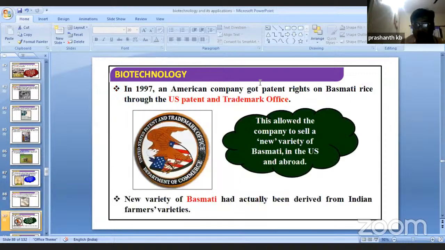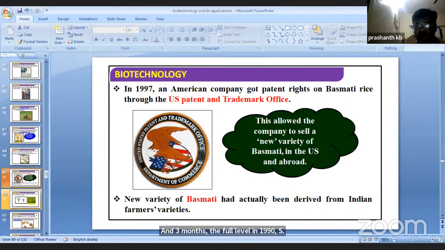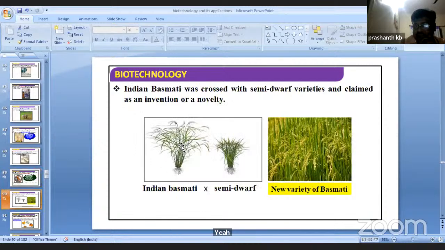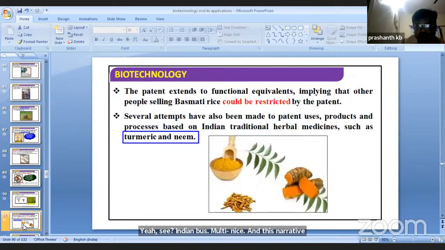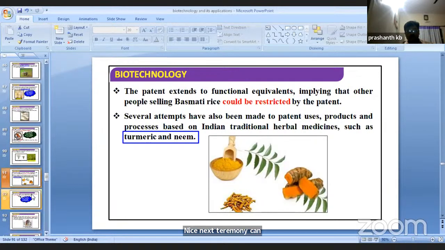Now, see, US Patent and Trademark Office. They stole our product in 1997. They are saying that they discovered it. See, Indian basmati rice crossed with a semi-dwarf variety, and this variety they are saying was first discovered by Americans. Next, turmeric and neem.